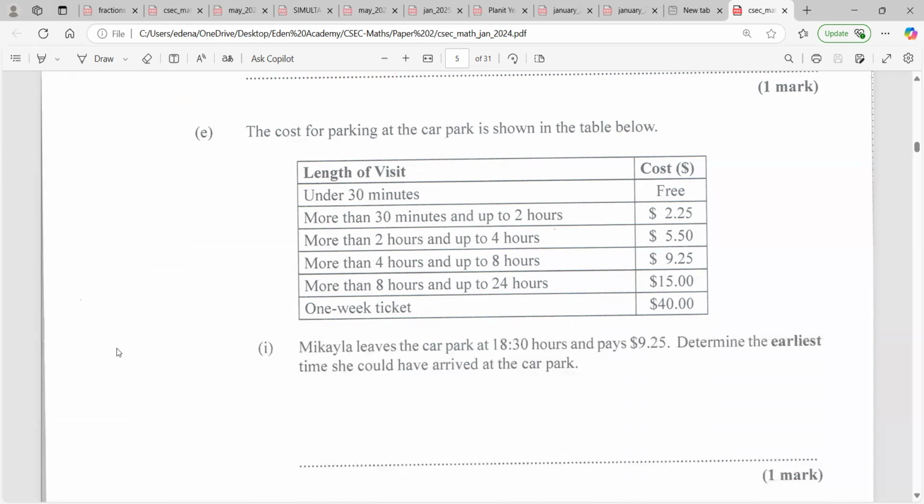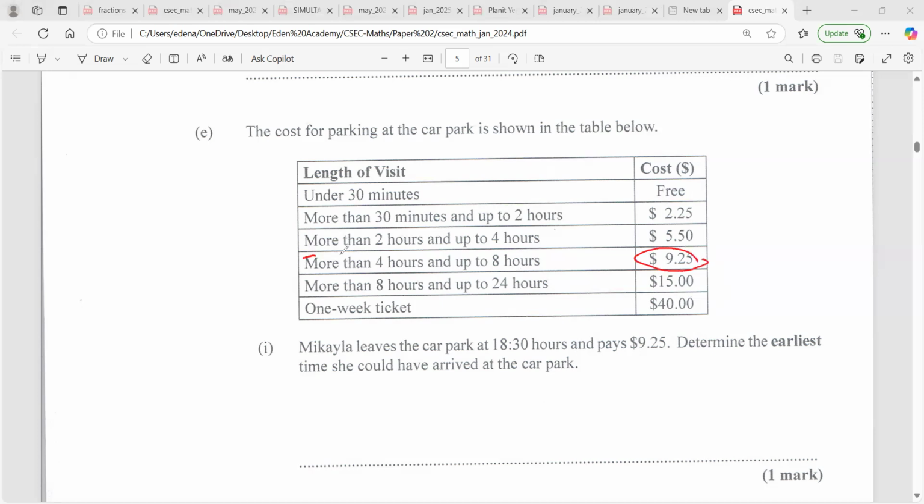Part E says the cost for parking at the car park is shown in the table below. We have a table. It has under 30 minutes, more than 30 minutes, and you can see the rest. It says Michaela leaves the car park at 18:30 hours, that's 6:30 p.m., and pays $9.25. Determine the earliest time she could have arrived at the car park. So she pays $9.25. That is between 4 and 8 hours, because this is the one that's $9.25.